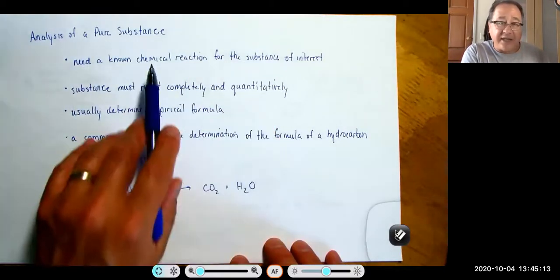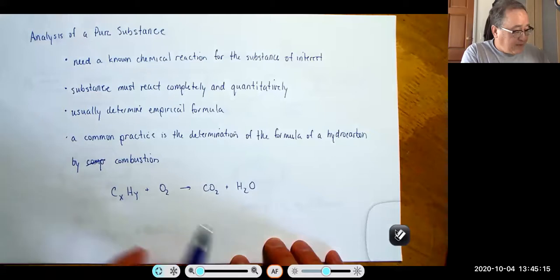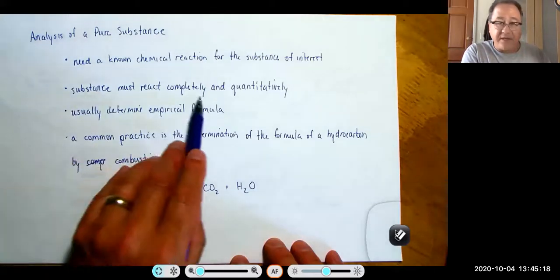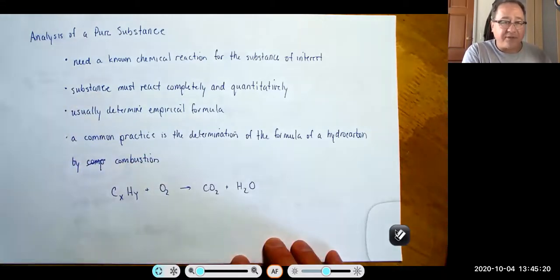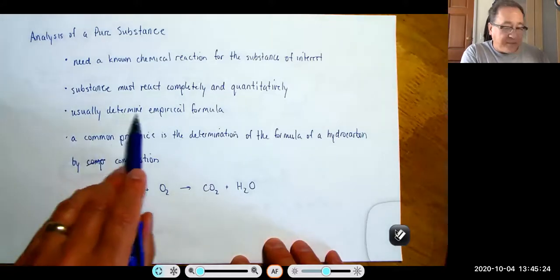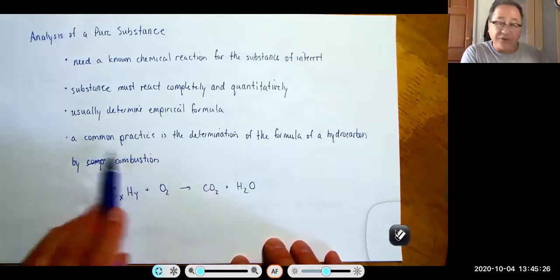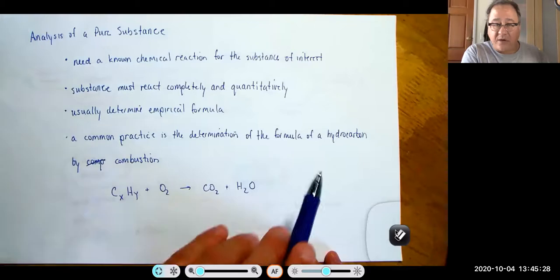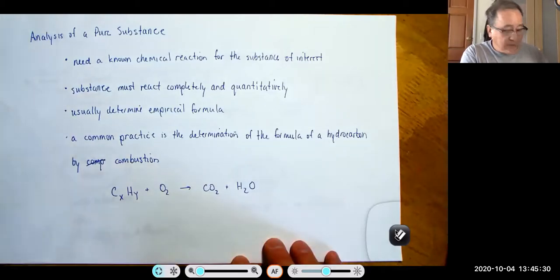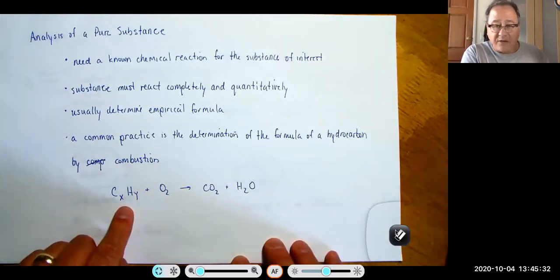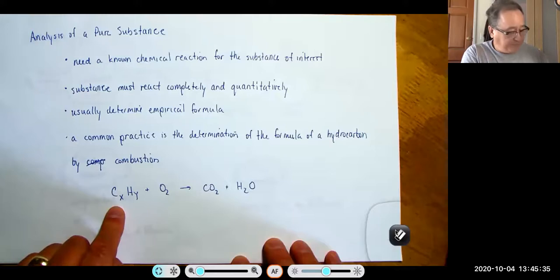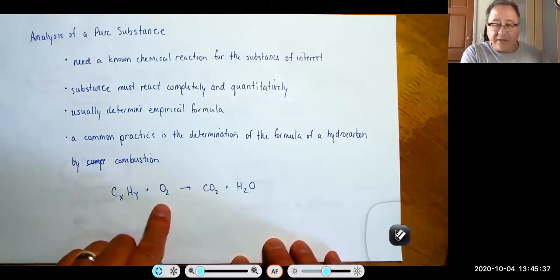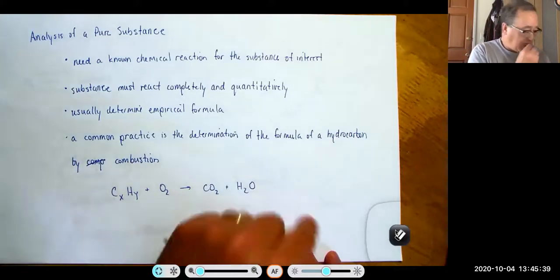This is just like the analysis of a mixture. The substance must react completely and quantitatively, just like the analysis of a mixture. And usually you determine the empirical formula. A common practice is the determination of the formula of a hydrocarbon by combustion. So this is a hydrocarbon, hydrogen and carbon. You combust it with oxygen and you make CO2 and H2O.